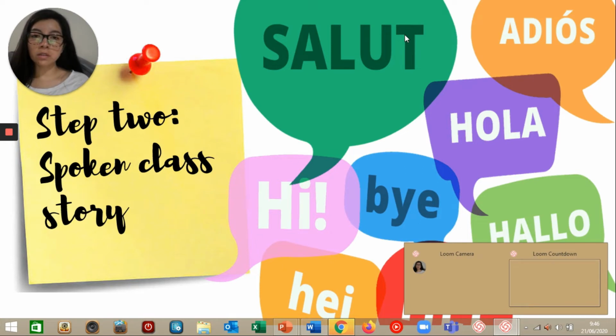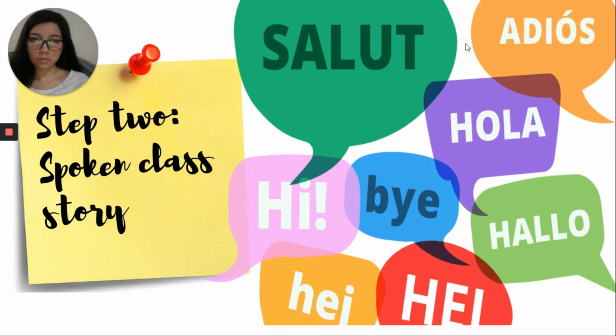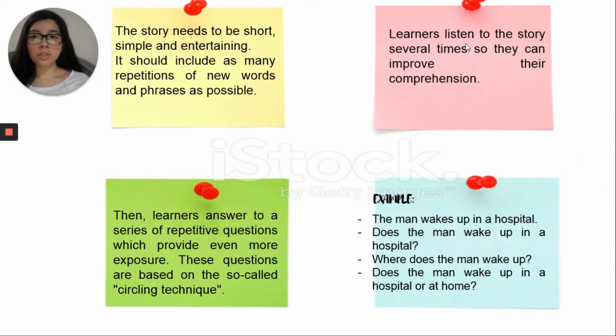Step 2, spoken class story. During the second step, learners listen to a story which includes the vocabulary introduced in step number 1. The story needs to be short, simple, and entertaining. It should include as many repetitions of new words and phrases as possible. Learners listen to the story several times so they can improve their comprehension. Then learners answer a series of repetitive questions which provide even more exposure.